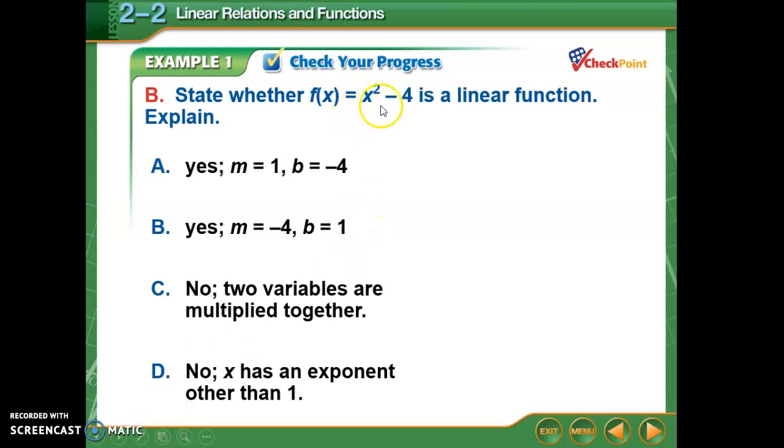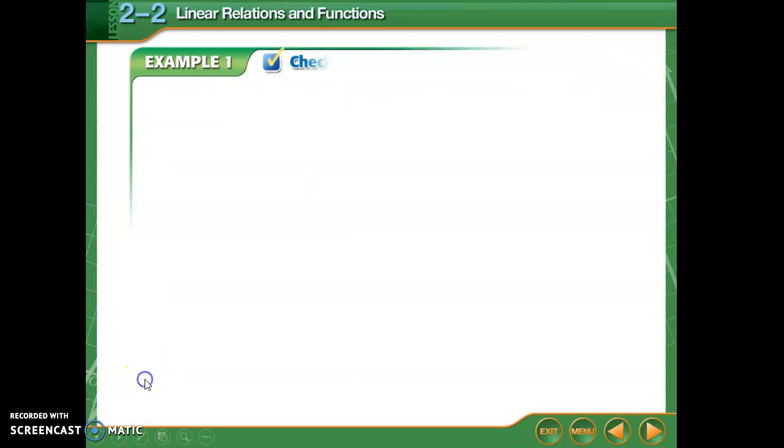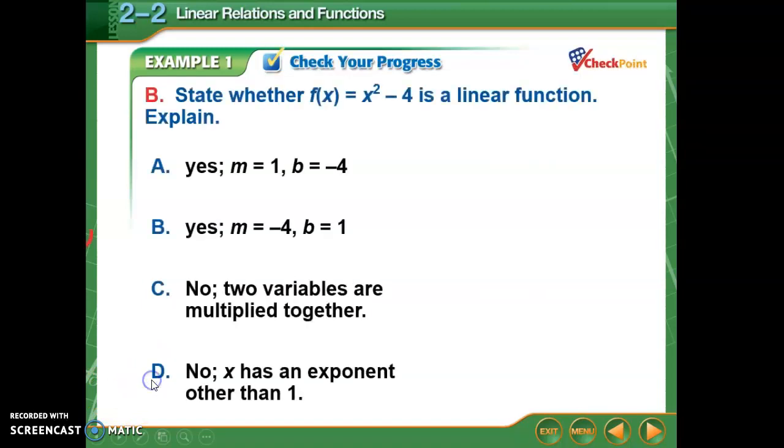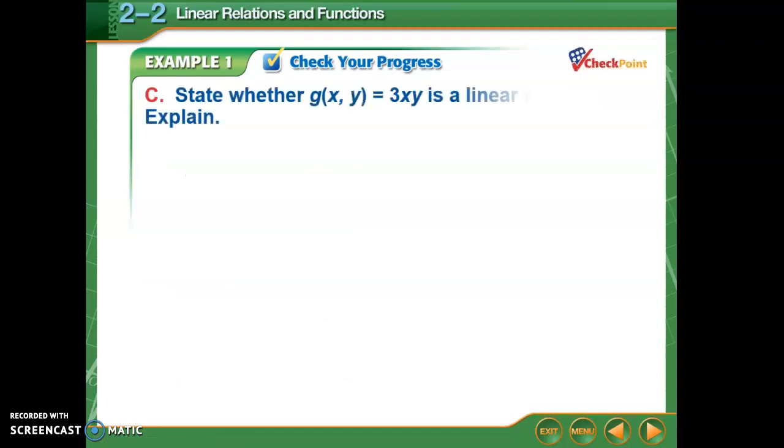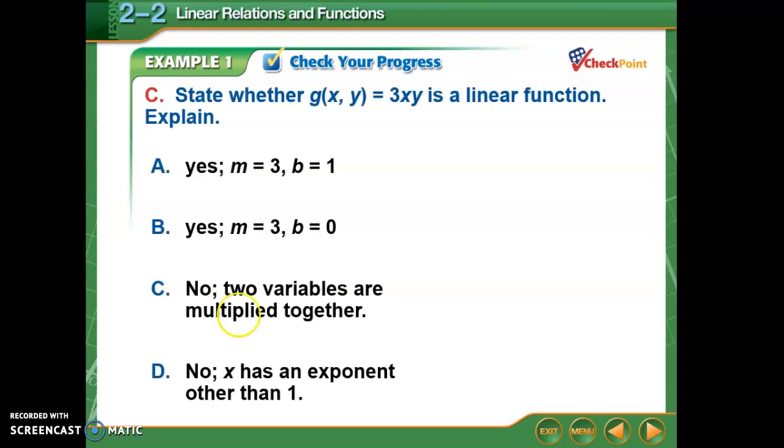If you take a look at the exponent of x, which is 2, is it a linear function? The answer is no. The variable x should only have an exponent of 1. How about this one?